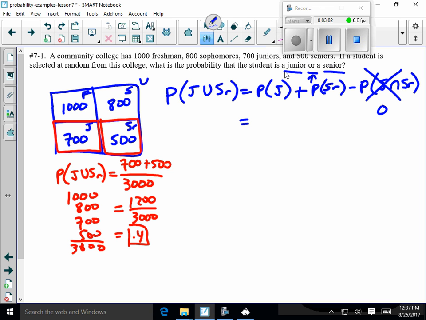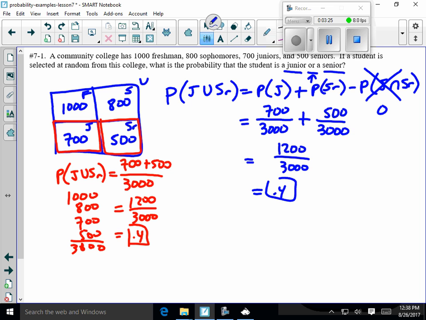The probability of being a junior, since that's a simple probability, would be out of all 3,000 students, 700 of them. And then the probability of being a senior, again a simple probability out of all 3,000 students, is 500. Then we would add those. Since we have a common denominator already, they add up to 1,200 out of 3,000, which is that same 0.4. So the idea here is you could use a Venn diagram in many cases when you could also use the OR formula.